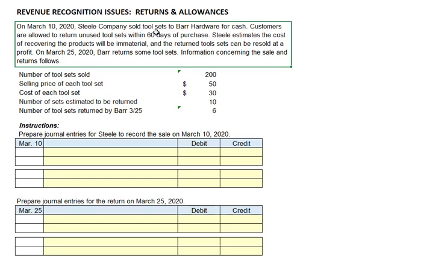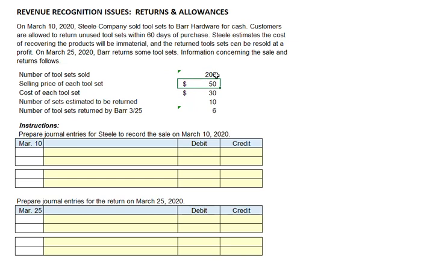So we've sold 200 tool sets at a price of $50 a piece. They've cost us $30 a piece. And we estimate total returns to be 10 sets. And on March 25th, Bar returns 6 sets. So let's go ahead and record the journal entries associated with the sale of the tool sets. We're selling 200 tool sets at $50 a piece. So we debit cash for $10,000, and of course we credit sales revenue for $10,000.